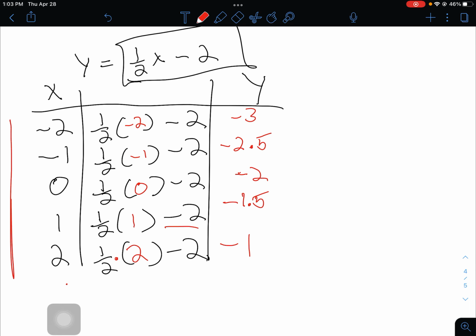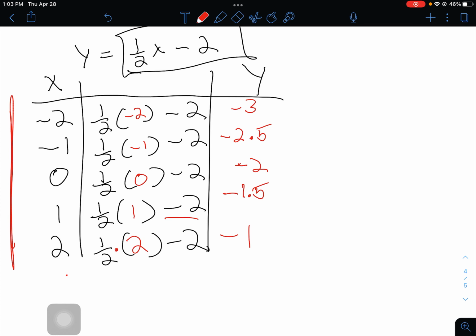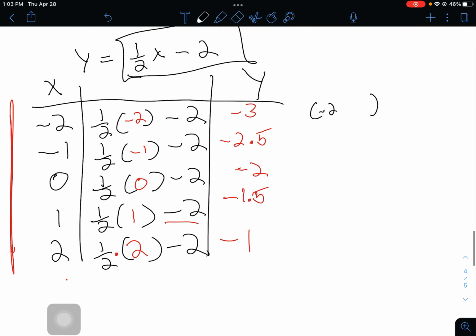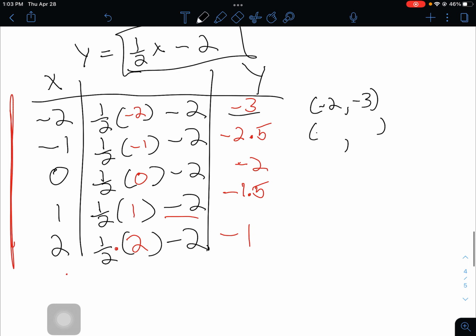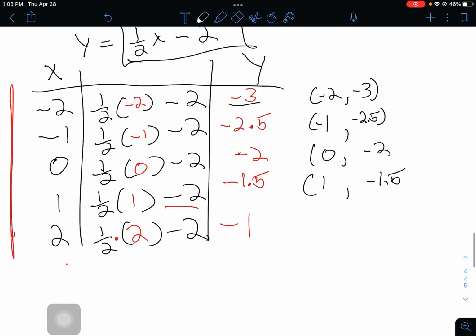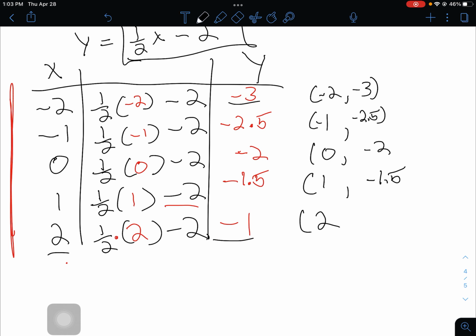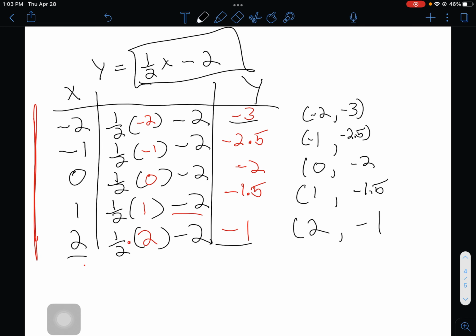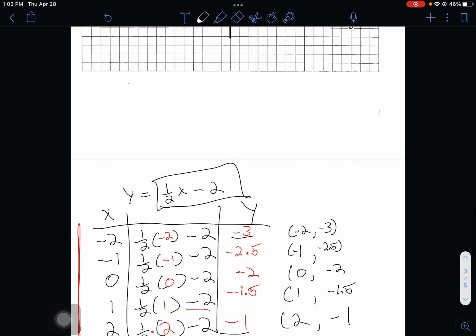And so we put all of these x's in and got all the y's out. Now let's make them into ordered pairs. My first pair would be -2 x, -3 y. My next one would be -1 x, -2.5 y. My next one would be 0, -2. Then 1, comma, -1.5. And finally, when I put in 2, I got out -1. It's just like the table we did on Thursday. Now, however, I must graph them.